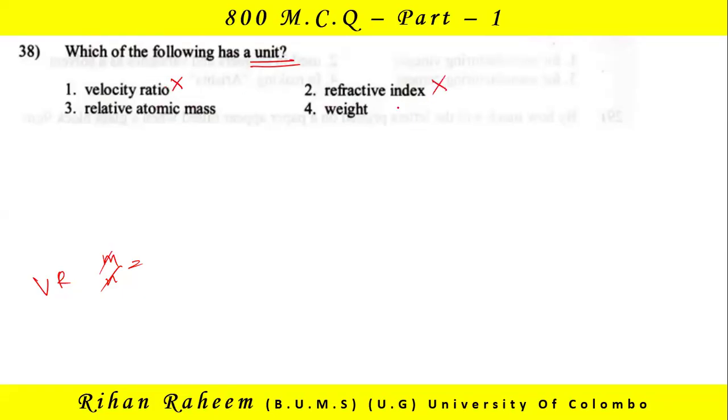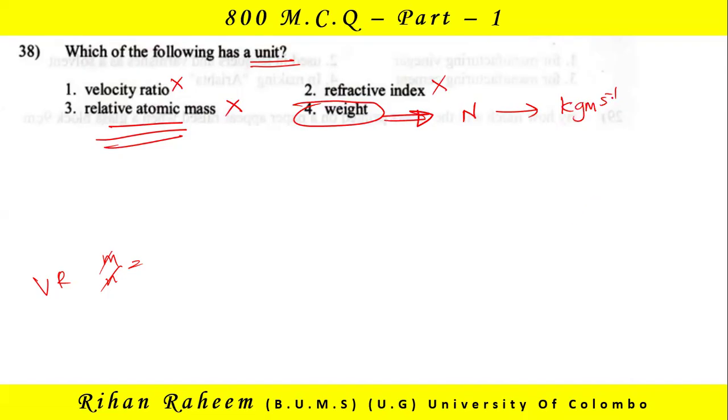Refractive index also doesn't have a unit. Relative atomic mass, relative molecular mass, relative formula mass, they do not have a unit. Does weight have a unit? Yes, the unit of weight of the object is Newton, that is the SI unit. Fundamental unit is kg m s minus 2. What is kilogram? Many people think kilogram is weight, because in day-to-day life, weight has become kilograms. No, weight is newtons. Kilogram is the unit of mass. So answer is number 4, very easy one, no?